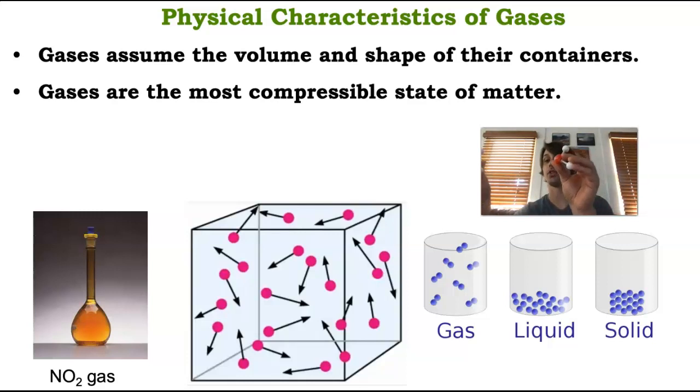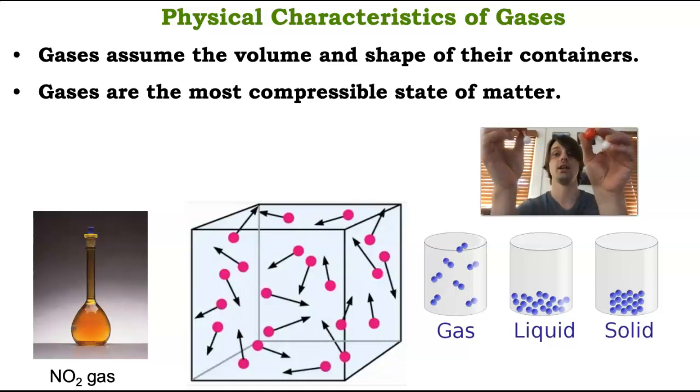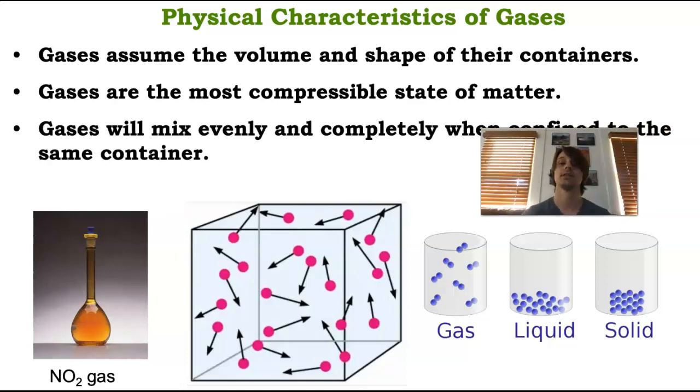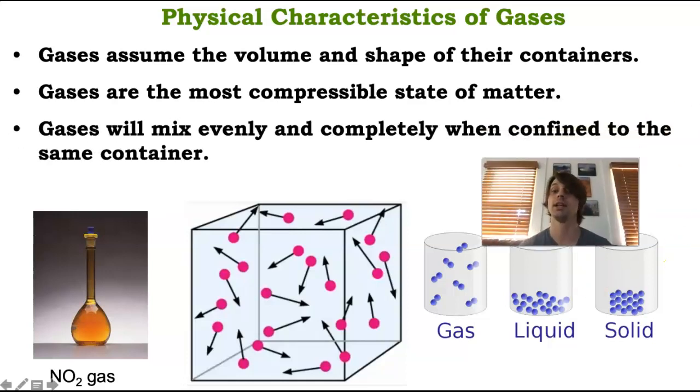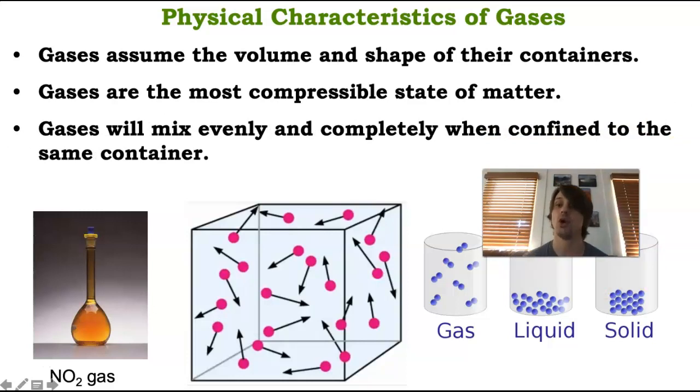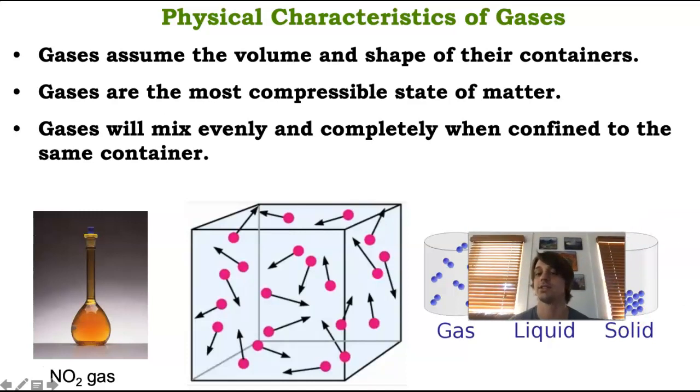So if particles are farther apart, they're more easily able to push together, which should make sense. Gases mix evenly and completely when confined to the same container. If you open up something that smells bad or smells good, over time everybody in the room is going to smell it. Or if you're cooking something, those odors given off spread throughout the room, the container that they're in. They spread out evenly. And we're going to study that term diffusion, which is the spreading of gases, as this unit goes on.